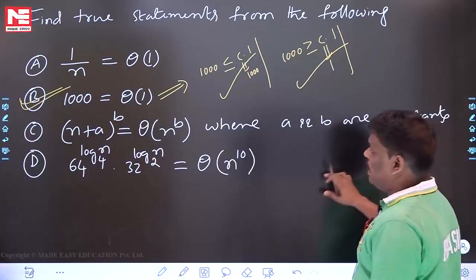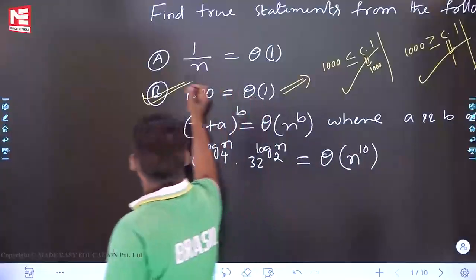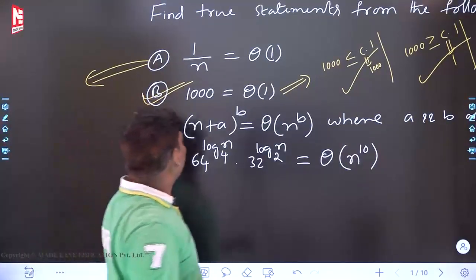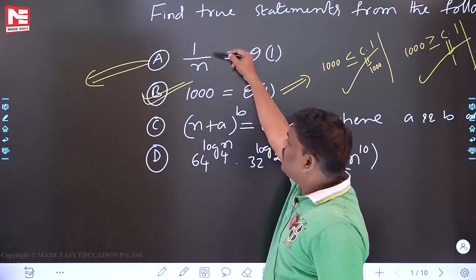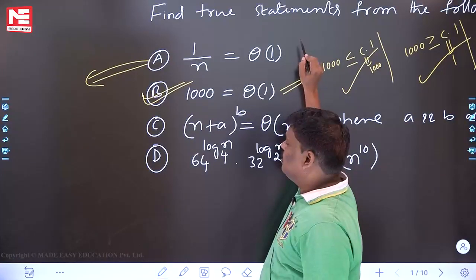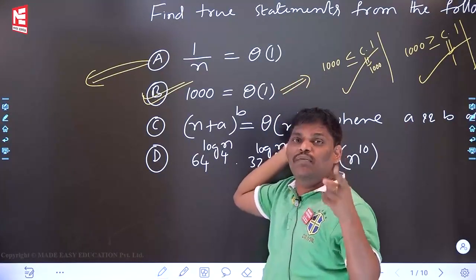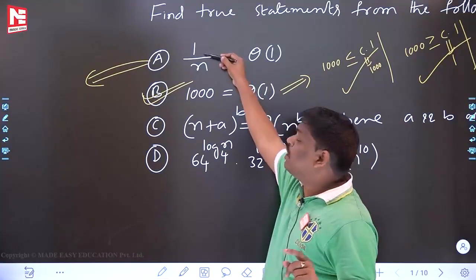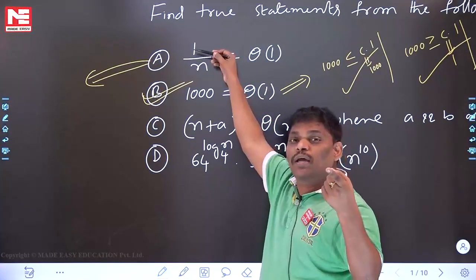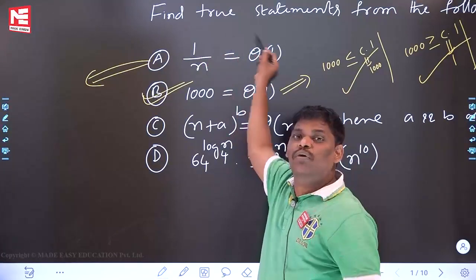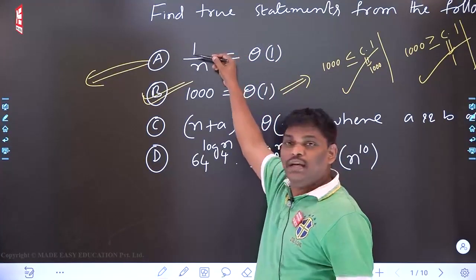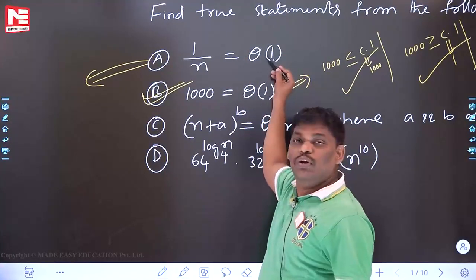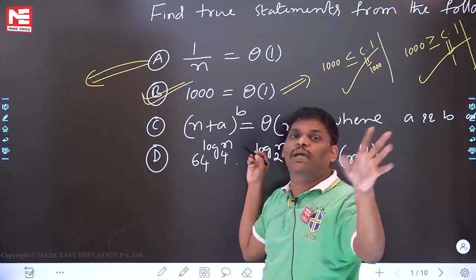Let's see option A. Can you help me now? In option A, if you observe, what is the left side? 1 by n. The left side is 1 by n and the right side is 1. These two are never equal. What is the reason? It is the 1 by n. If you multiply 1 by n by n, then only 1 will come. What is the meaning? 1 is going to be n times bigger than 1 by n.